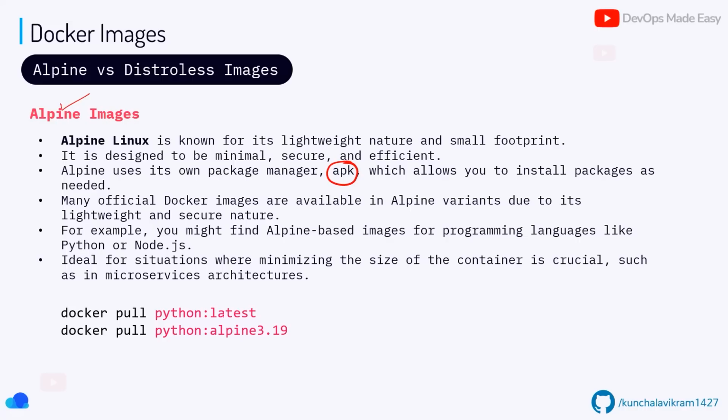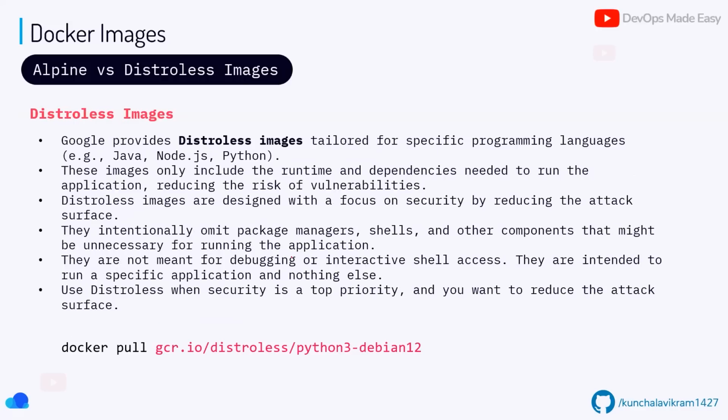Okay, as we already discussed, there is a huge difference between the Python latest and Python Alpine tags. The Python Alpine tag will be almost 90% smaller in size when you compare it with the latest one. So always prefer Alpine images if you're trying to build a particular image from scratch. Now we have another kind of image known as Distroless images.